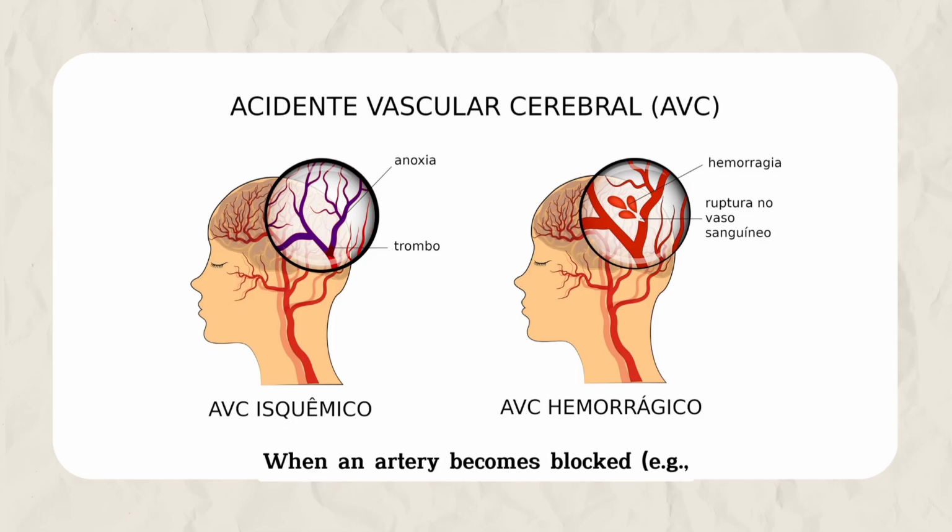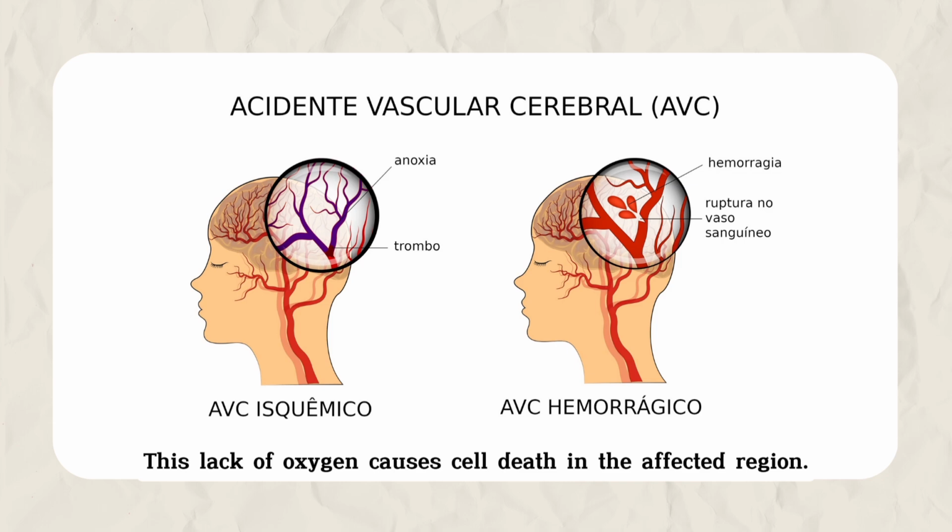Ischemic stroke. When an artery becomes blocked, for example, by a clot or fatty plaques, blood fails to reach a part of the brain. This lack of oxygen causes cell death in the affected region. The larger the blocked vessel, the greater the area of damage.